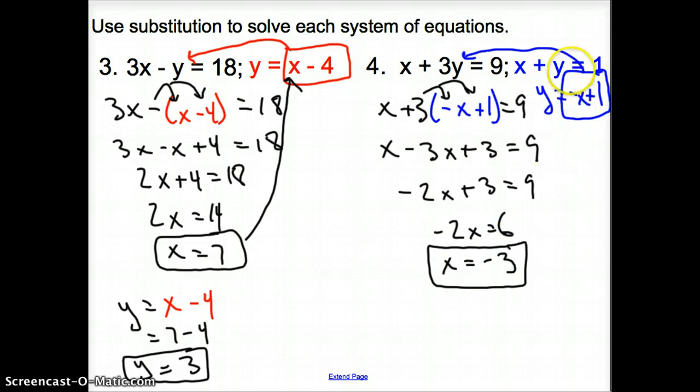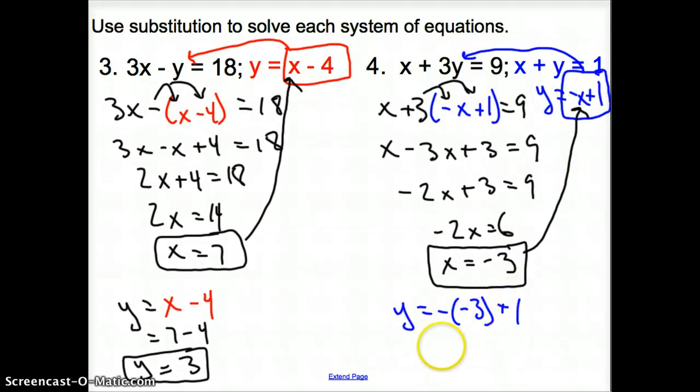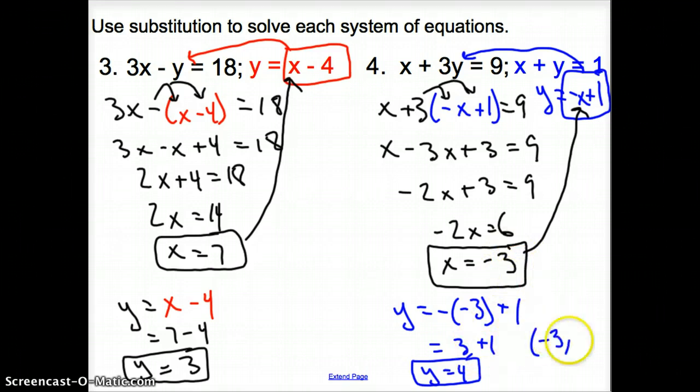Now how do we find y? Notice when I solve for y right here, let's go ahead and plug this negative 3 right there. So again, I have y equals negative, and then I'm putting in that negative 3 right here, plus 1. That is 3 plus 1, so y equals 4. So we have x equals negative 3 and y equals 4, written as a coordinate point. It would look like negative 3, 4. Let's try a couple more examples.